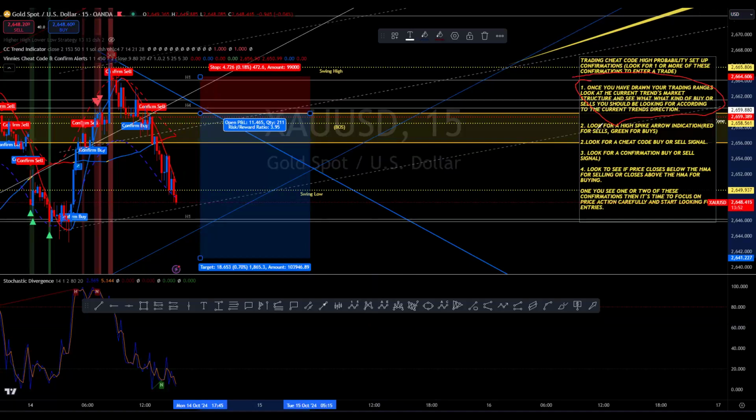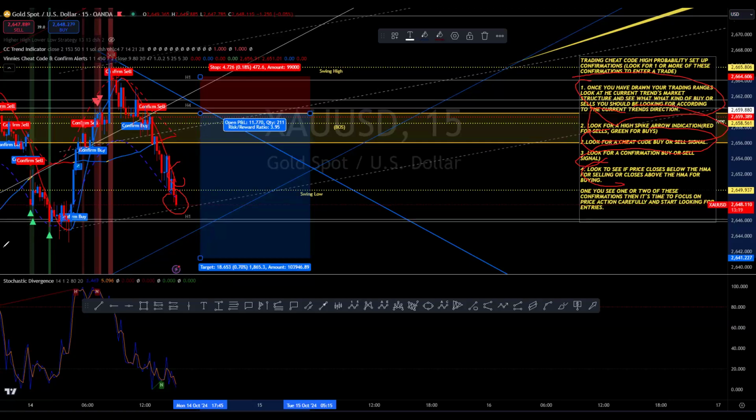What is the current trend and market structure? Okay. The next thing is we want to look for the spike arrow. We haven't gotten that yet. We don't have any confirmations, no cheat code buy or sell, or confirmation sell. We don't have any of that. Price is below the HMA, so it lets us know that price is more likely bearish. So that's one confirmation, but we don't have any other confirmation.